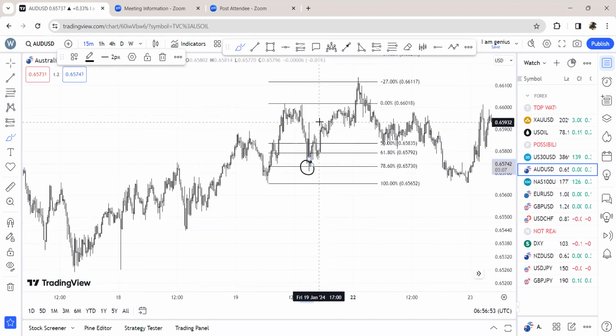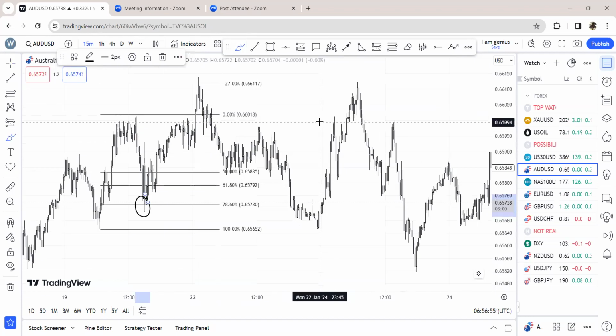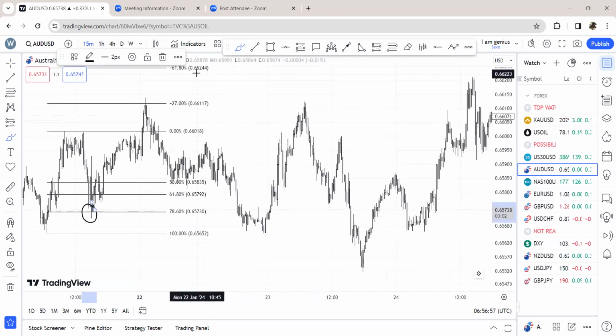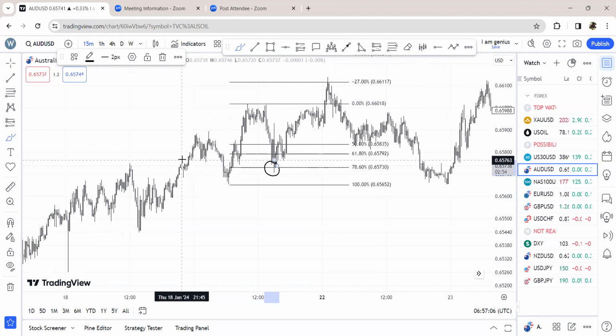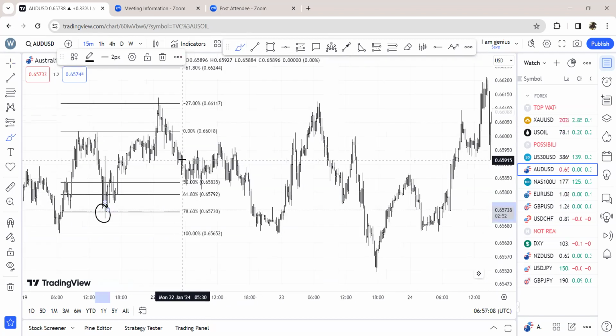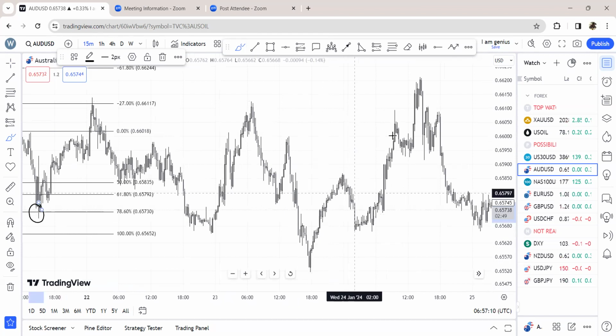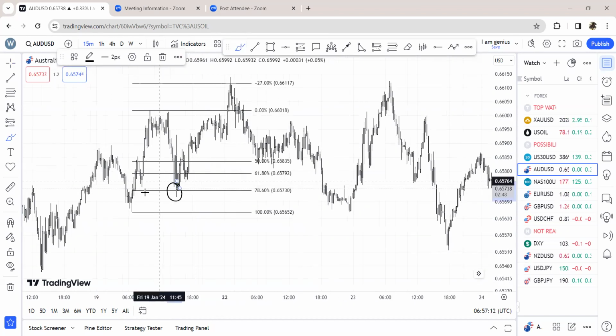Since this wasn't a very strong trend, it never reached our -61.8, because it was a very, very weak trend. It wasn't that strong. You can see there was this downward push, then that upward push. So you can use this on anything as long as it's in a trend.